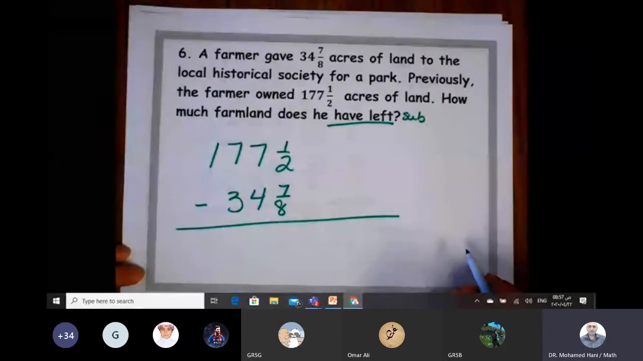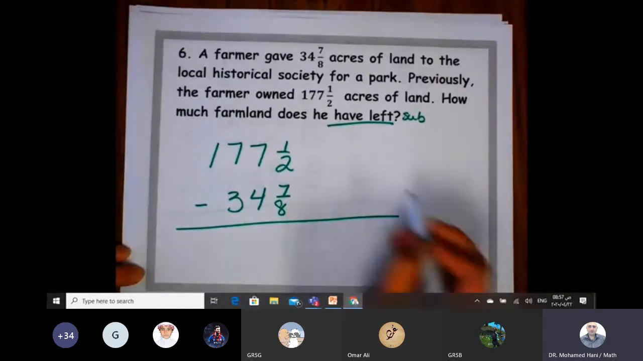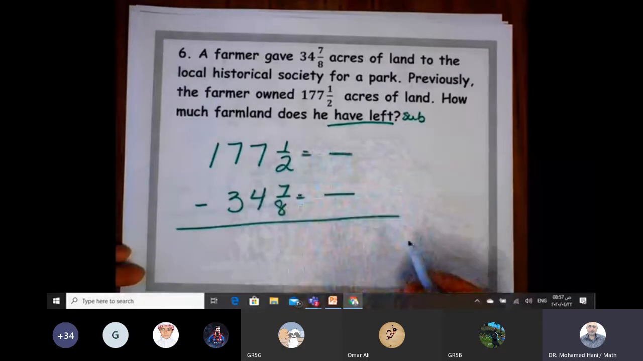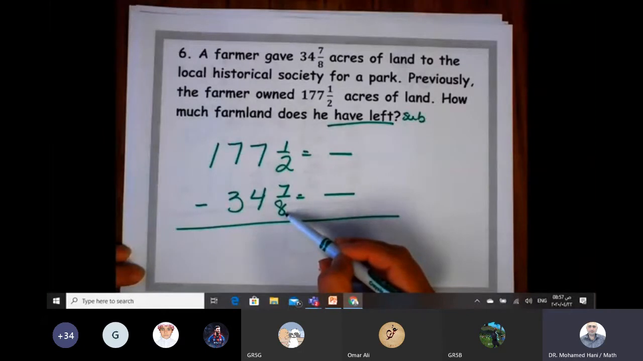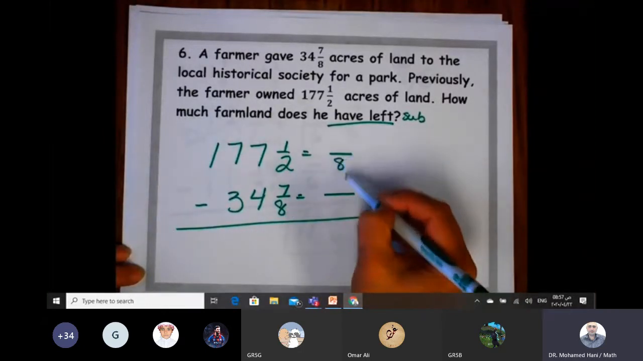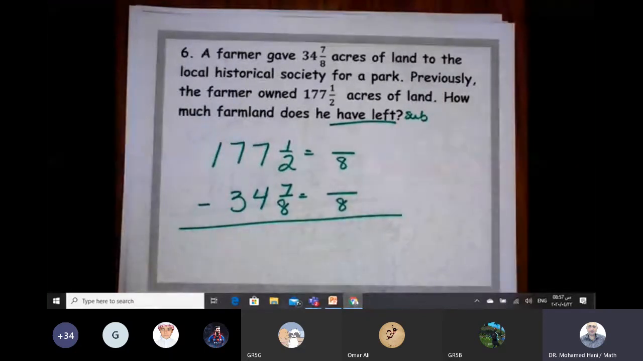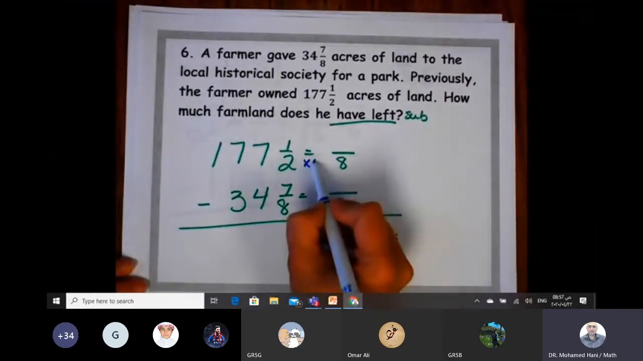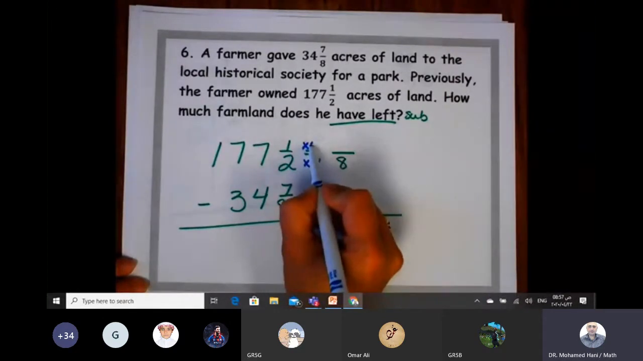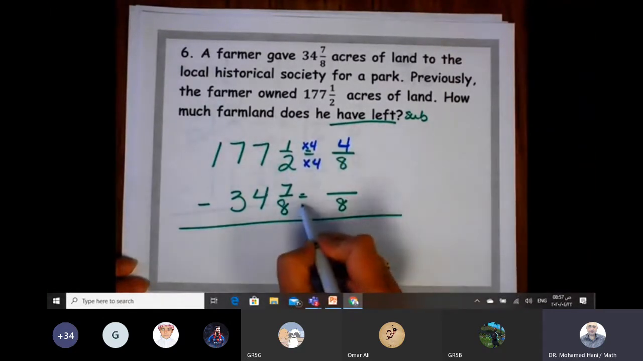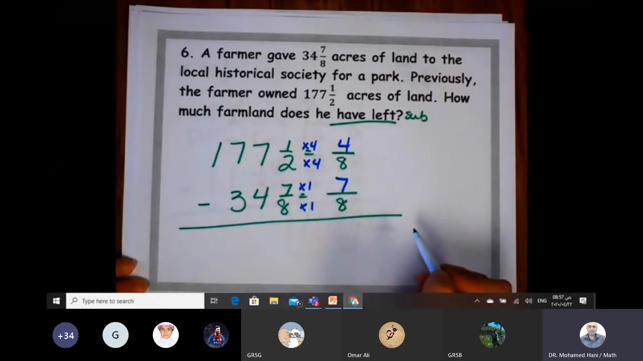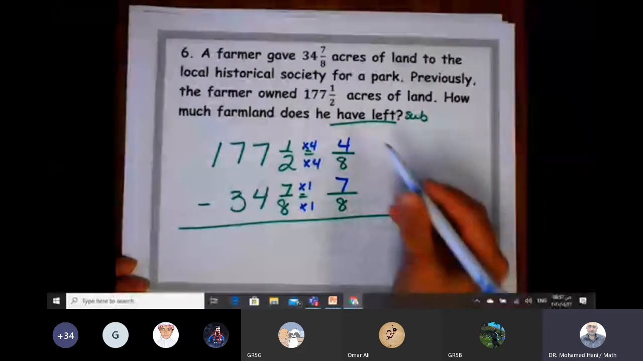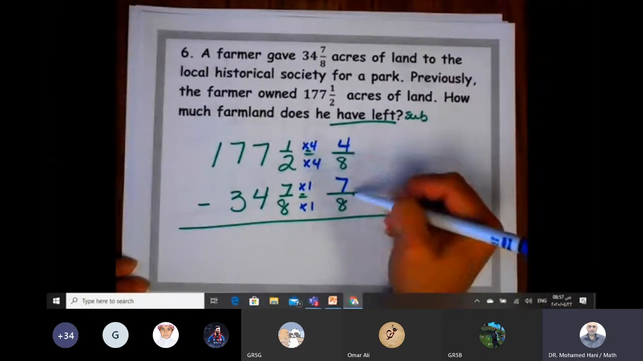Notice that I do not have a common denominator yet, so I'm going to have to find a common denominator. Well, I know if I count by 2's, I will get to 8 because 2 times 4 is 8. So my common denominator is 8. Now we need to find our equivalent fractions. 2 times 4 is 8, so 1 times 4 is 4. 8 times 1 is 8, so 7 times 1 is 7. Now let's see if we can subtract. We can't do 4/8 minus 7/8, so we're going to have to borrow.